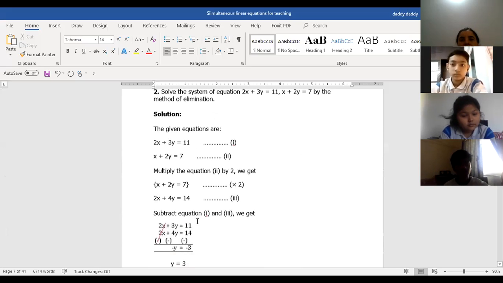Ma'am, we could substitute the value of y in equation 2, x would be easier to find. Any equation, that is what I said. Any equation of your choice which you think is easy, you put the value in that. You will get the same answer.